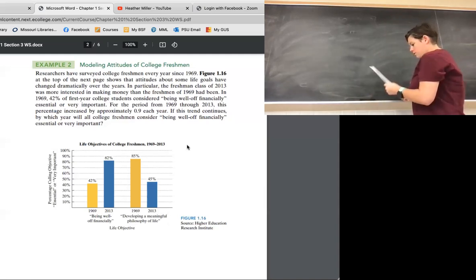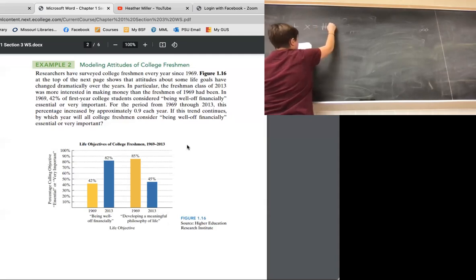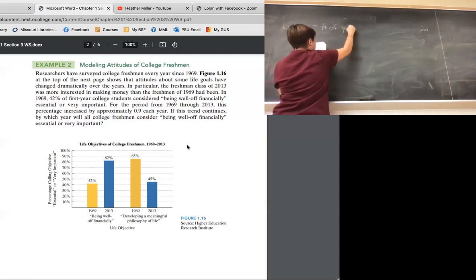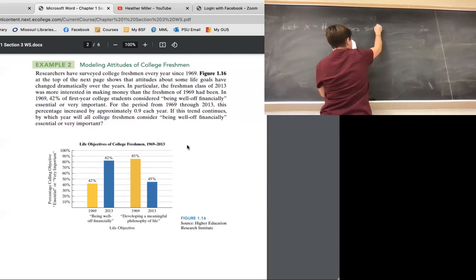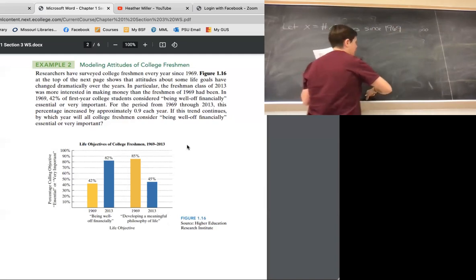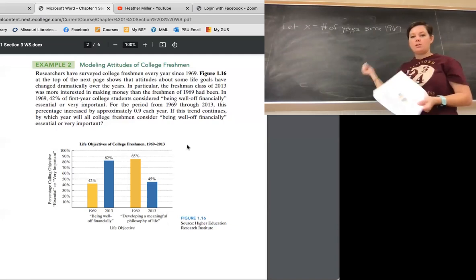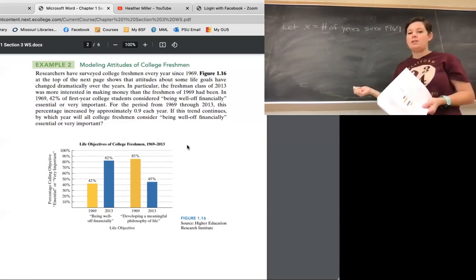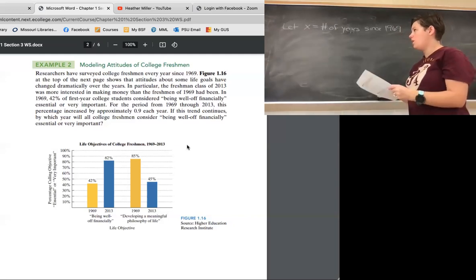Okay. So let's let x equal the number of years since 1969. I mean, right now we could figure out the number of years. However, we don't know how many years it's going to take from 1969 to get to 100%. So we don't know. That's our unknown. We want to find out how many years.